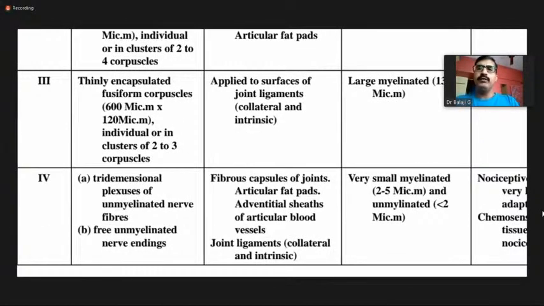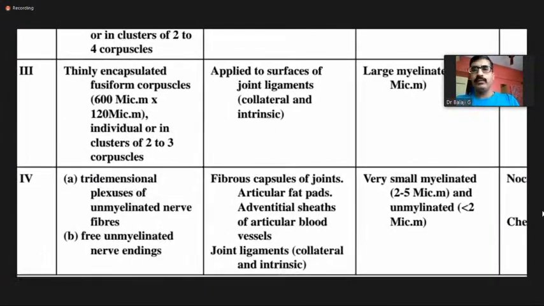Now we'll see about type 4. It is a tridimensional plexus of unmyelinated nerve fibers. It has two parts. Type 4A is a tridimensional plexus of unmyelinated nerve fibers, and there are free unmyelinated nerve endings. So this is type 4.